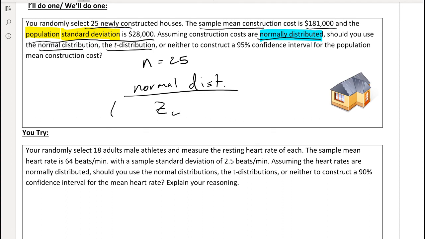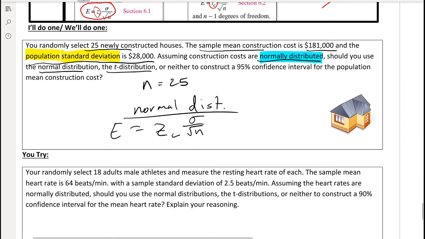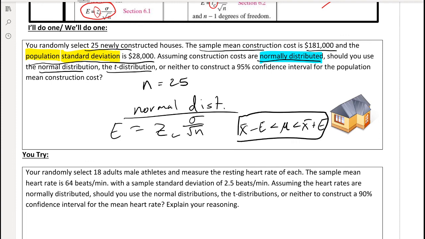So when you find your margin of error equation, it's going to be z critical times the standard deviation over the square root of n. That's the one we need to figure out for this one, okay? And that's it. That's from 6.1 instead of 6.2. It's not like this section, but it's the exact same thing. Once you find out what E is, it's just going to be your sample mean minus E less than your mu less than your sample mean plus E. That's what your answer is going to be, okay?